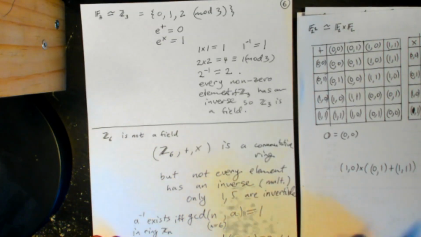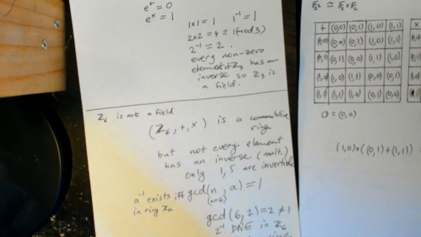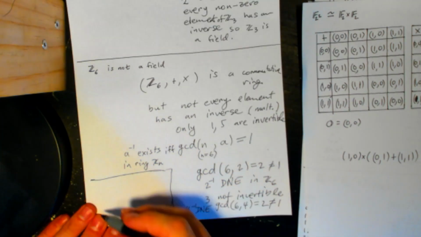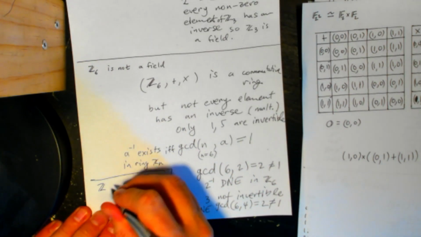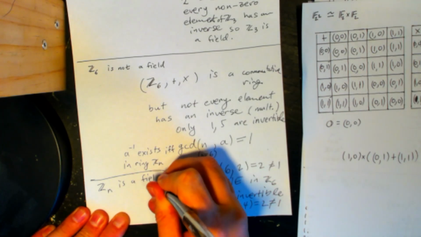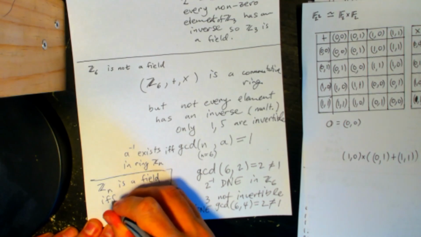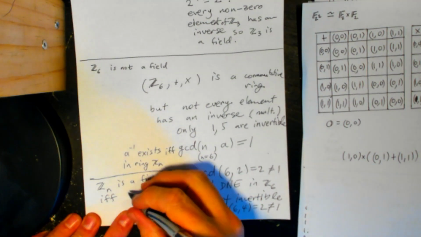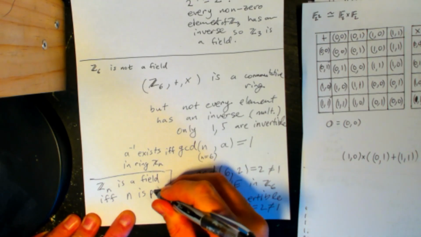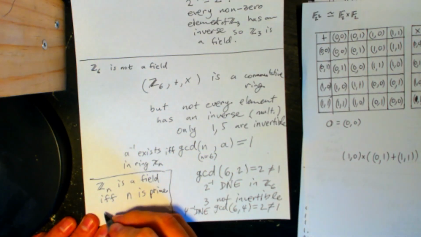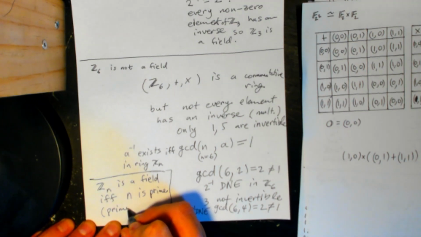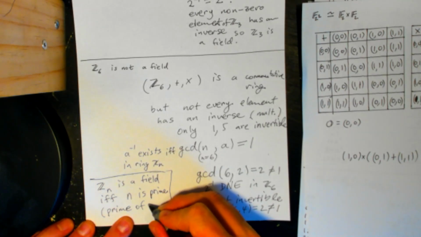Okay, so this is not a field. Now there's a theorem that says, and I'll just write that in the box here, this is a field if and only if n is a prime number. And by prime number I mean prime of the ring.